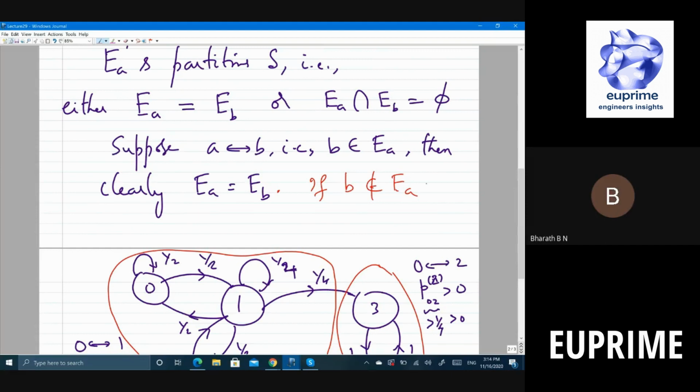Is this clear? I mean, you have to write it a little more formally, but this is the argument. The argument is clear. That's very important.